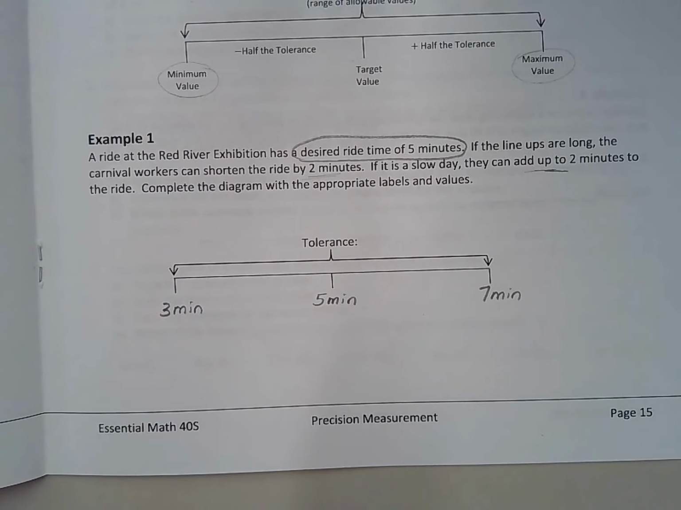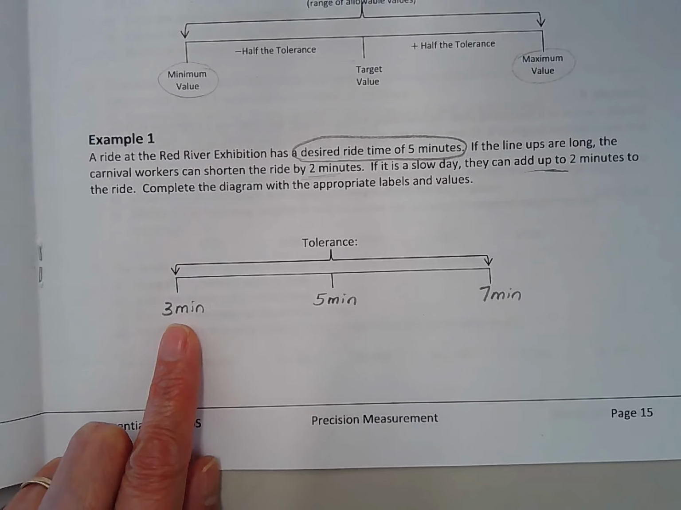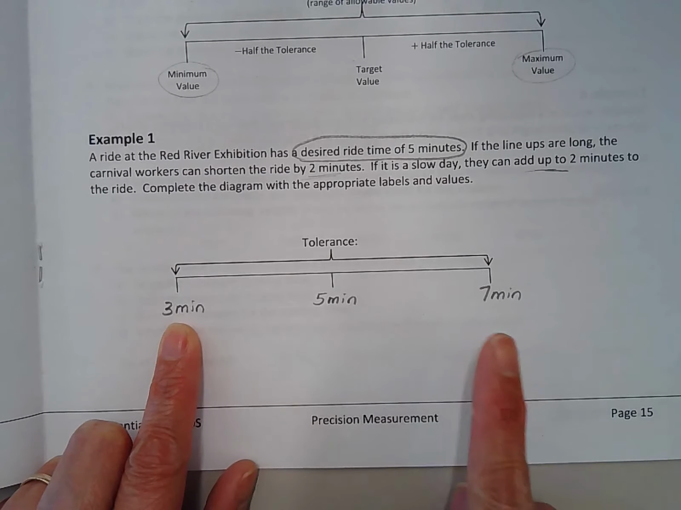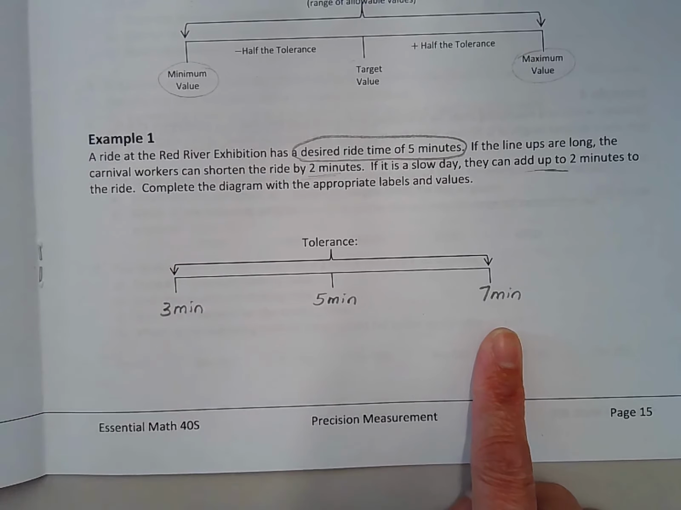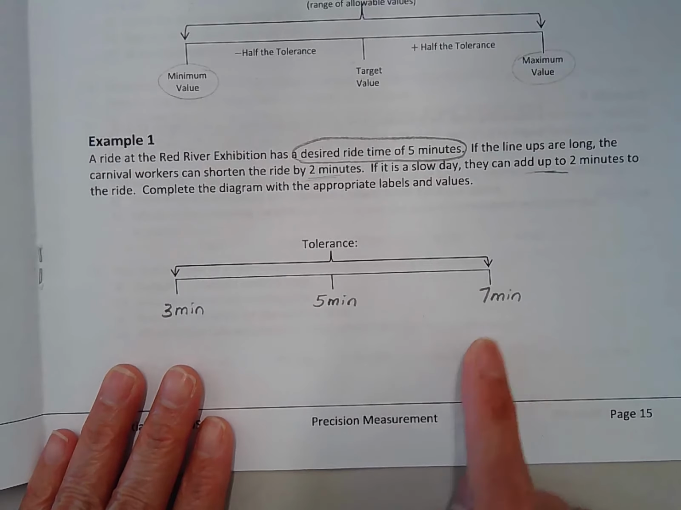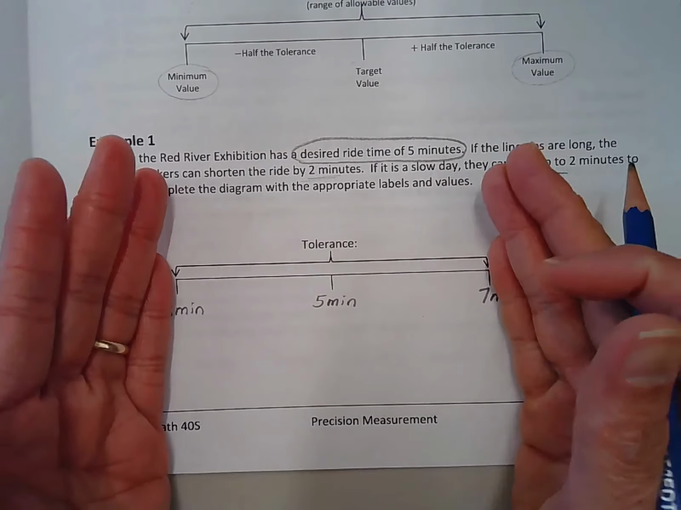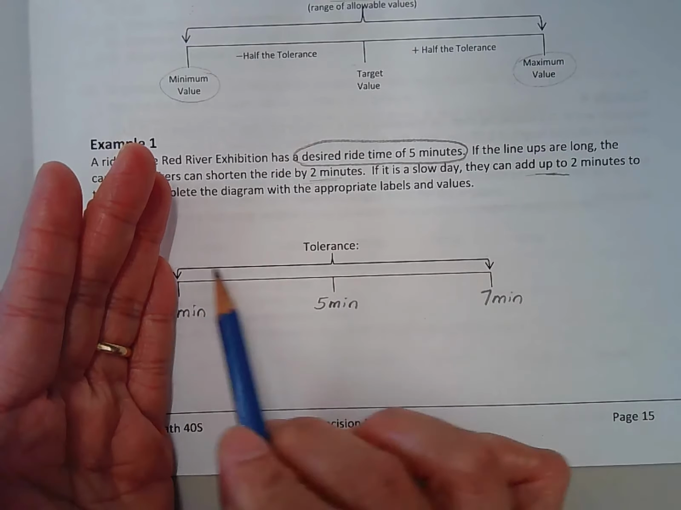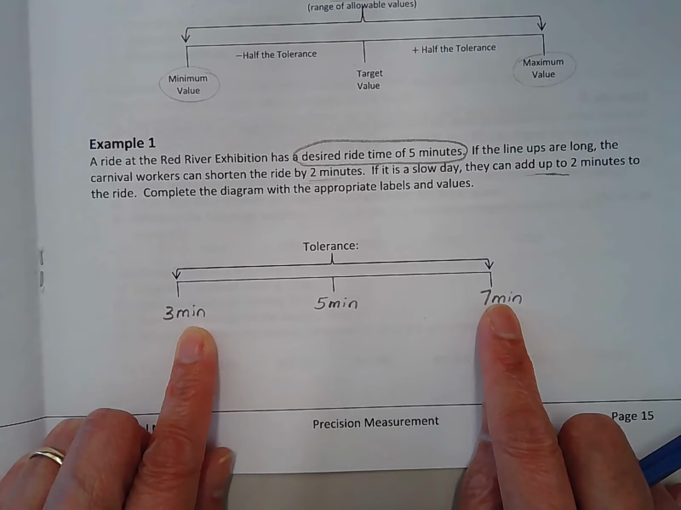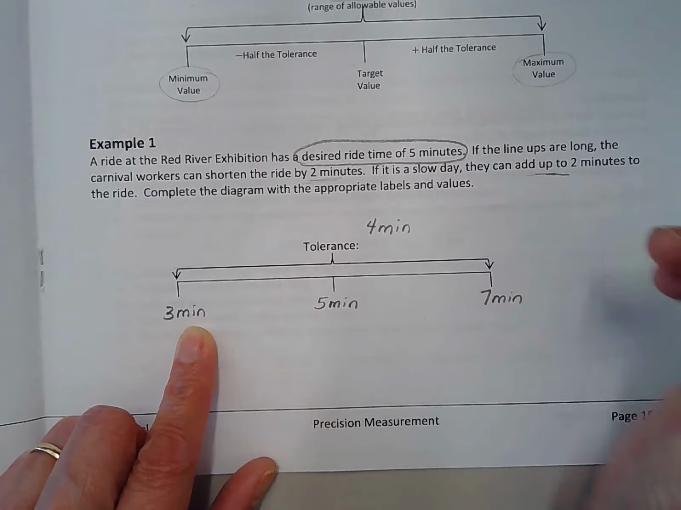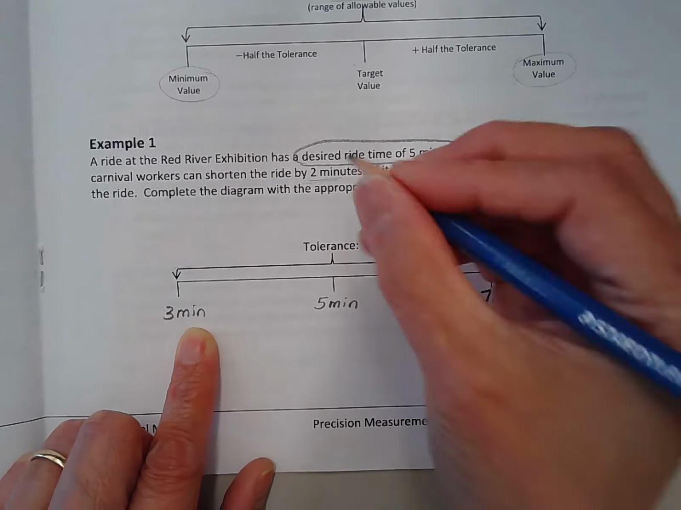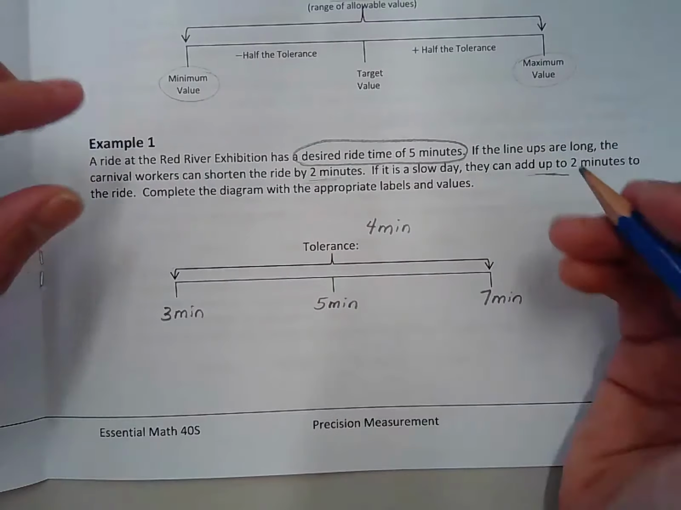So what's acceptable in this situation? It's acceptable for a ride to be from 3 minutes up to 7 minutes. Those are the acceptable ride times. From here, how big is the tolerance? From 3 minutes to 7 minutes, that's going to be 4 minutes. A 4 minute tolerance. You can adjust up to 4 minutes.